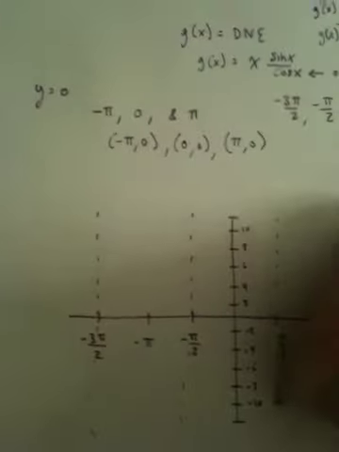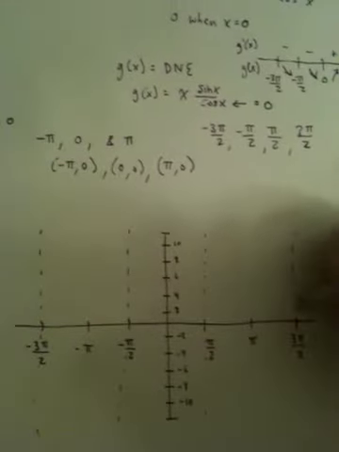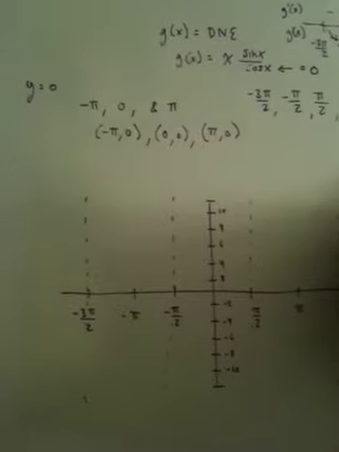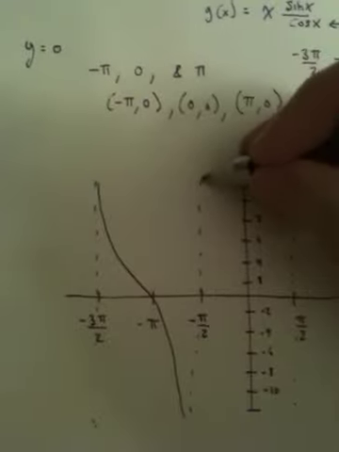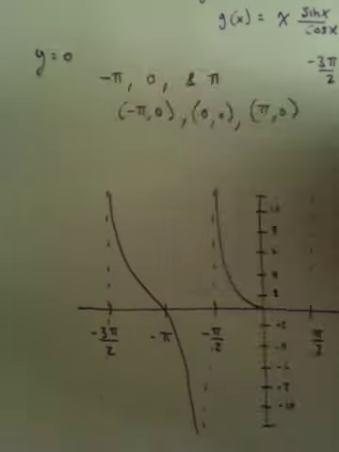You know you have asymptotes at negative 3 pi over 2, negative pi over 2, pi over 2, and 3 pi over 2. Next, you know that the graph is decreasing from negative 3 pi over 2 to 0. You also know that it intersects at negative pi 0 and 0, 0.